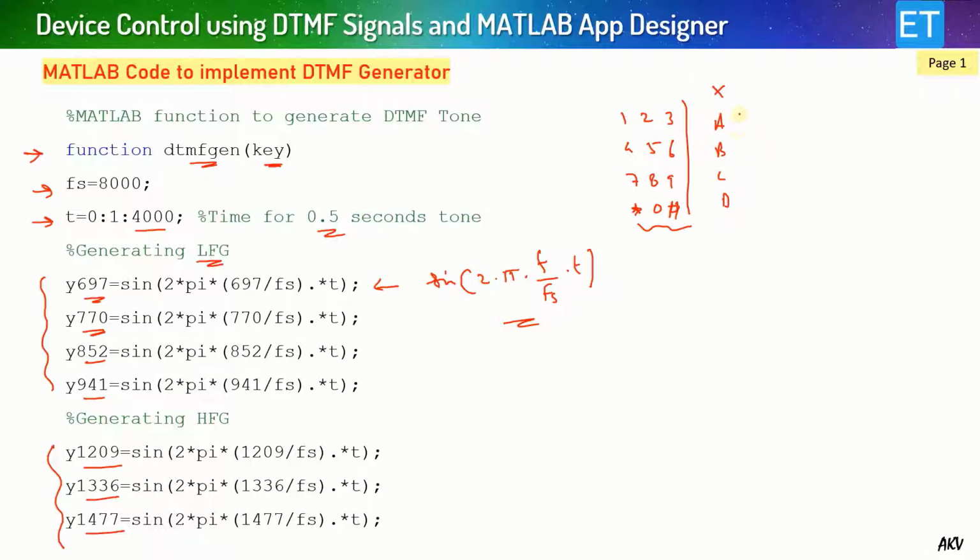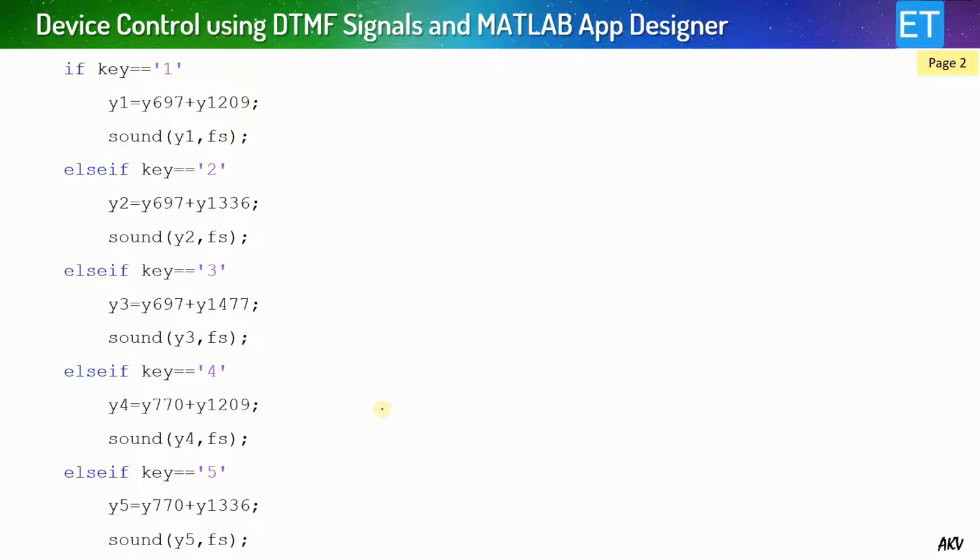So I have just neglected this. You can include it in your project. And now I'm putting the conditions. So if the input key is 1, you simply add these two sine waves, I mean the 697 hertz sine wave and the 1209 hertz sine wave, and then by this function sound, this y1 along with its sampling frequency, you are playing this sound via your laptop's default sound hardware.